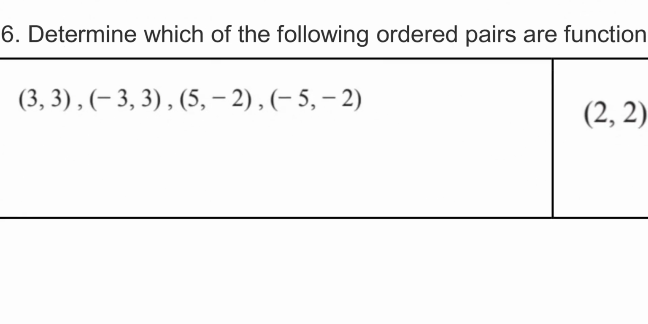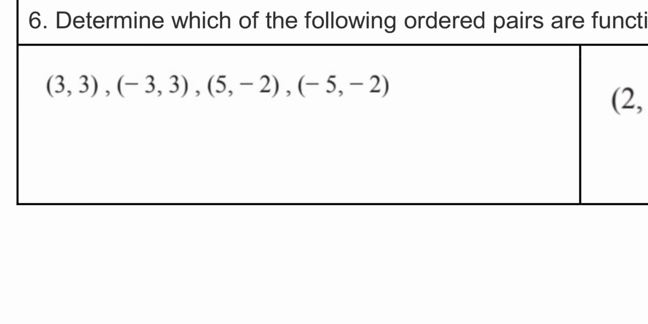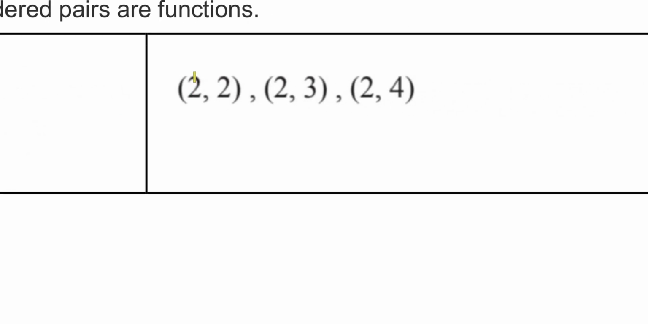Determine which of the following ordered pairs are functions. Now, we don't need to graph all this, but I'm looking at the x values. If I look at all the x values, it looks like all those x values are different, so that's good. Anytime we have two of the same x values, that's when we don't have a function, and this right here looks like a function. Moving on to the next one here, this one is probably not going to be a function.